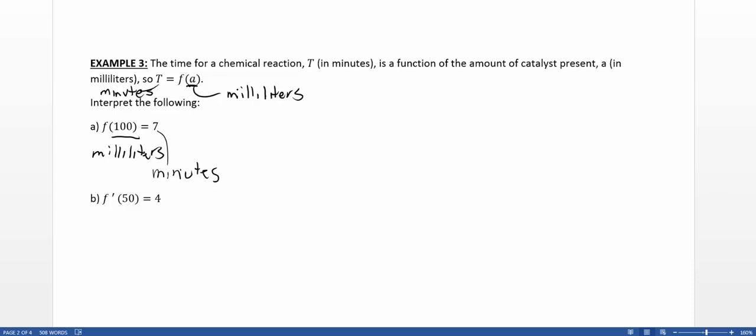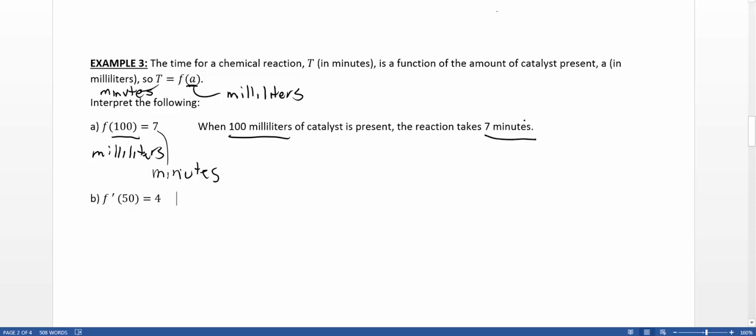So when I construct a sentence, I need to make sure I'm talking about 100 milliliters and that the reaction time is 7 minutes. So I could say something like, when 100 milliliters of catalyst is present, the reaction takes 7 minutes. So again, what's important here when I make meaning is that the numbers are attributed with the right units.